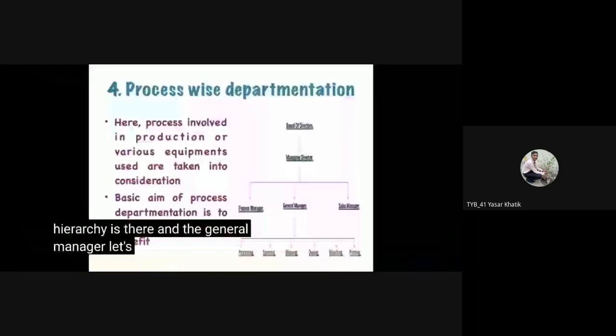Okay, now you can see. So in our syllabus we have seen only the four types of departmentation. Now you can see here in this video we have seen process-wise departmentation.